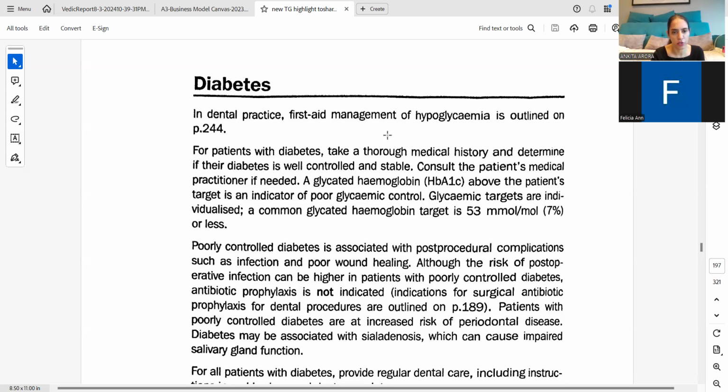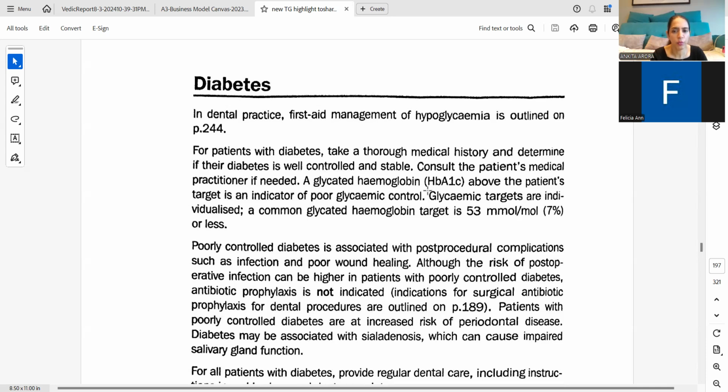For patients with diabetes, we need to take a thorough medical history and determine if their diabetes is well controlled and stable. If a patient comes to us without controlled and stable diabetes, we will not proceed with treatment, or, depending on the situation, we have to decide how urgent the treatment is. Consult the patient's medical practitioner if needed.